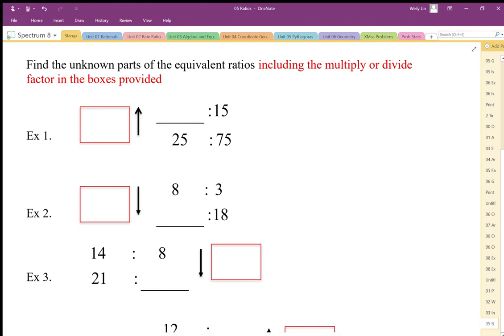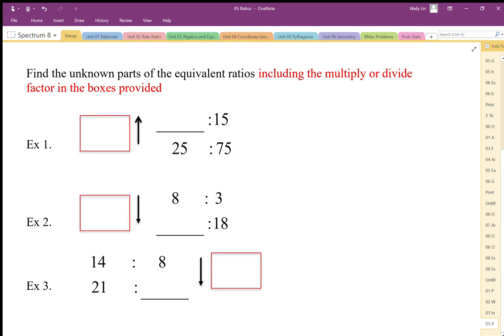So here we have our ratios. We're going to try to find some equivalent ratios. So I want you to make sure that you can find the equivalent ratio parts, but also I want you to show me the multiplying and dividing factor involved here.